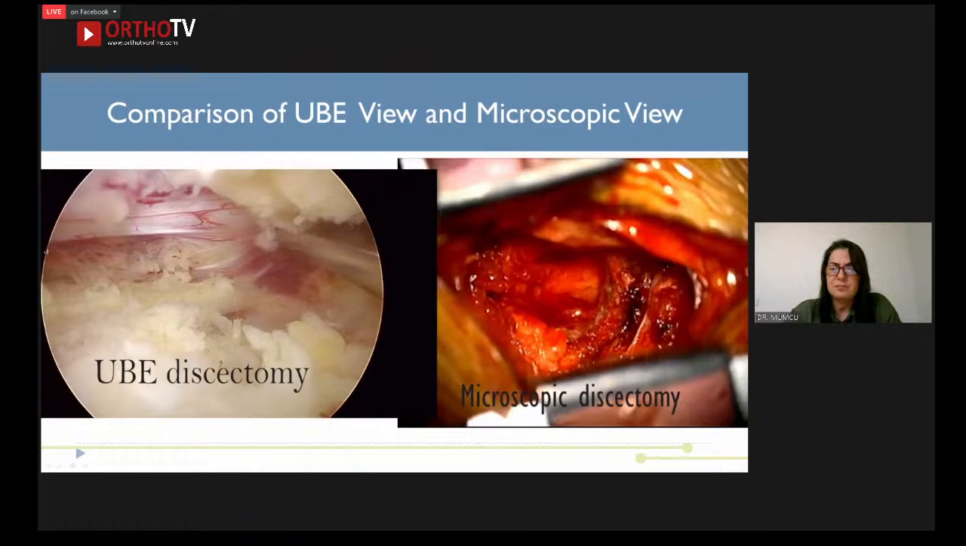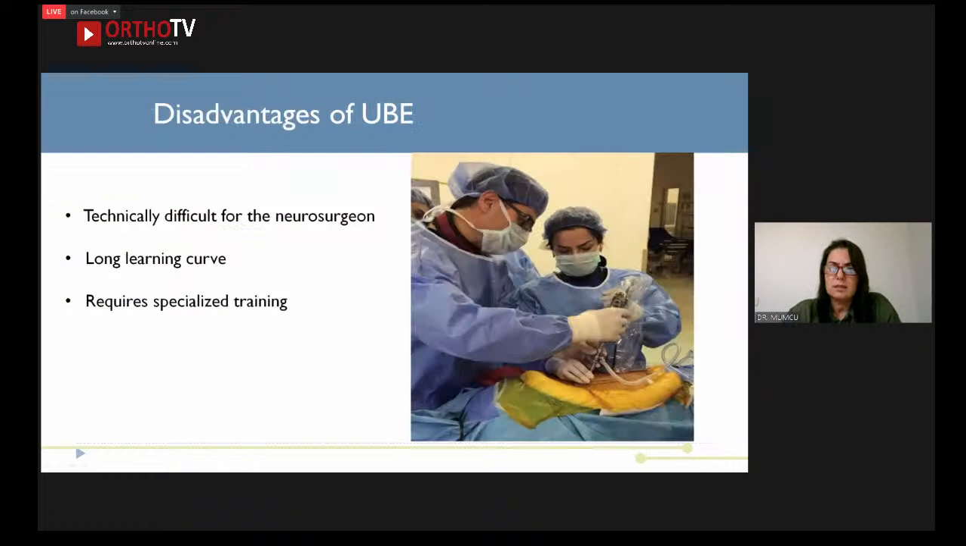And here are the disadvantages. UBE is a great endoscopic procedure, but it is technically difficult. Especially neurosurgeons might not be familiar with arthroscopic equipment. So the surgeons need to be trained to learn the manual skills. UBE surgery has a long learning curve.